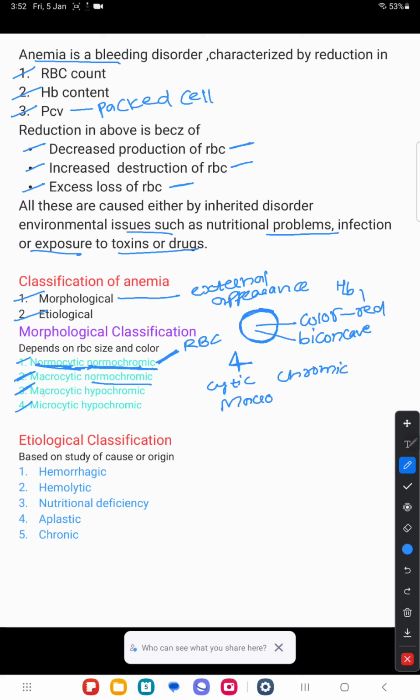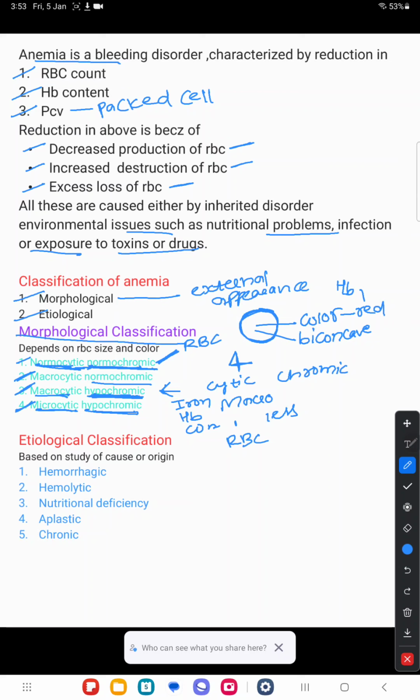Then macrocytic hypochromic. Macro means the same, larger in size. Hypo means less, no? So HB color is less, maybe because the person has a nutritional deficiency or some other cause. If the intake of iron is decreased, then HB content will be decreased, right? Any other conditions may also lead to a hypochromic condition, which will be discussed later. Then microcytic hypochromic. Micro means the RBC size will be small, and hypochromic means HB content is decreased. So the morphological classification we have discussed.